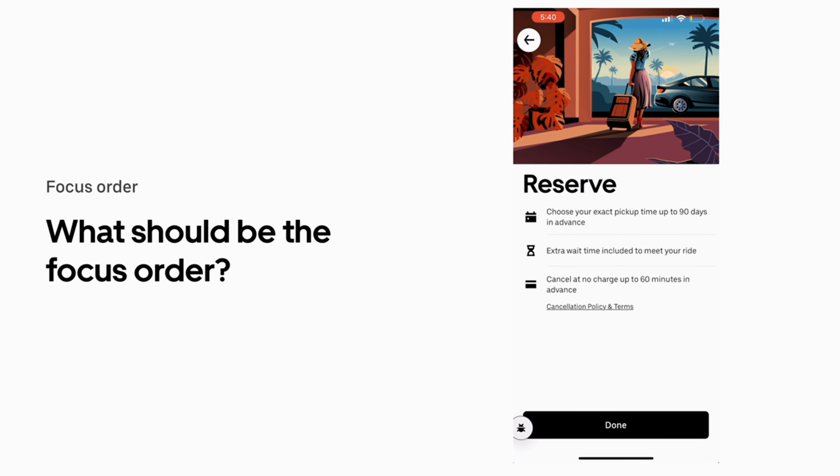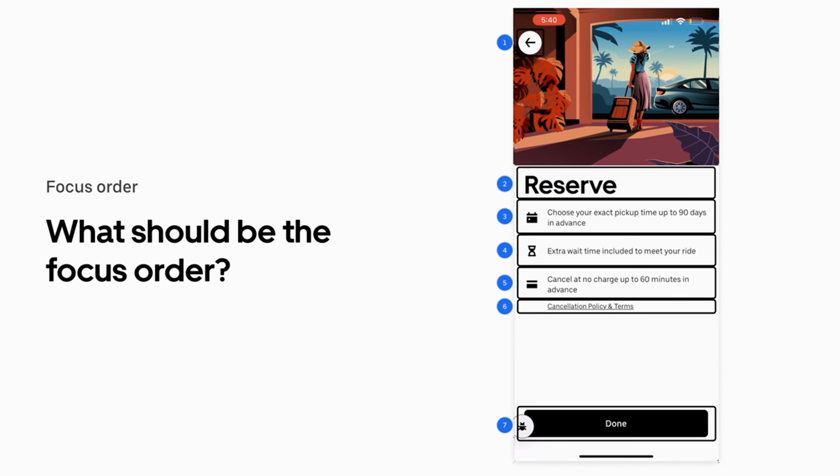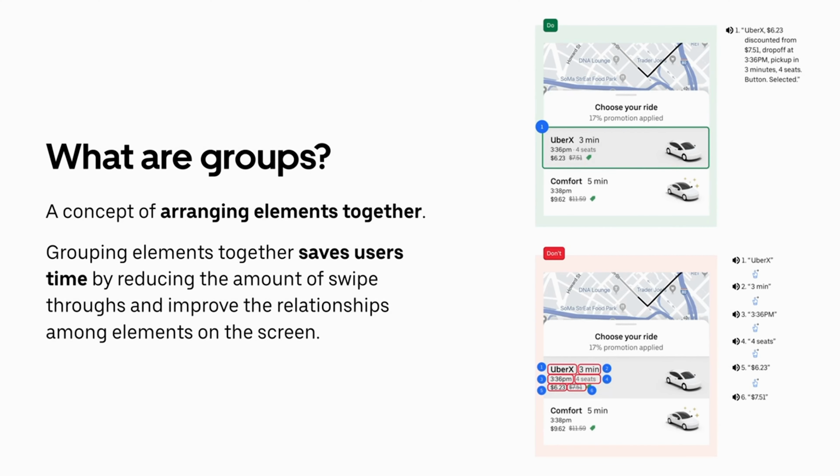So if we were to go back and fix the screen, what should be the ideal focus order? Focus order should follow the same manner in which you would visually read the screen, top to bottom. So now that we've covered focus order, let's talk about groups. Groups is an important factor of focus order.